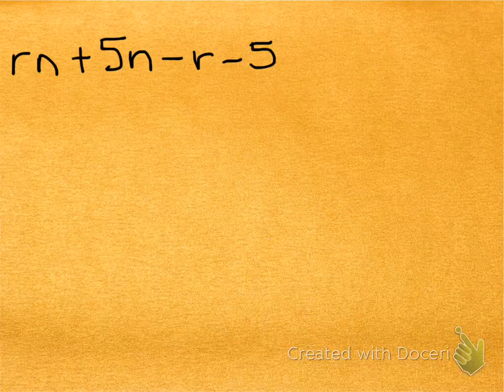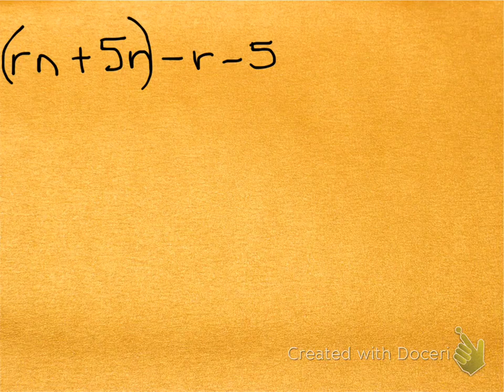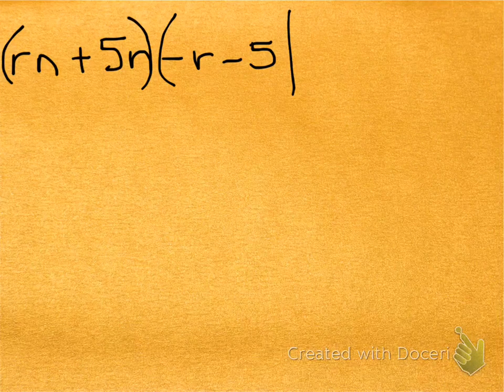So this has at least 4 terms, and there are at least 2 terms that can be grouped together. So we're going to group, and this is usually what you do to begin with all factoring by grouping. We're going to group the first 2 terms together, and we're going to group the second 2 terms together. Parentheses.